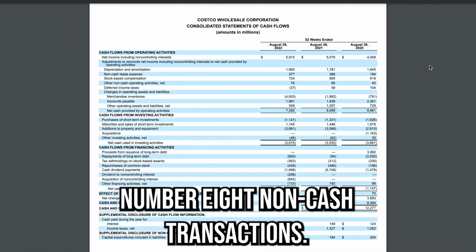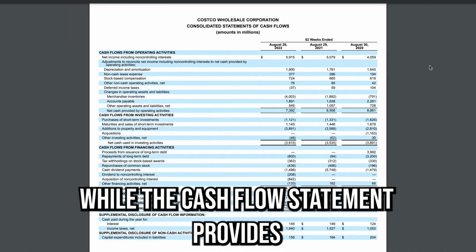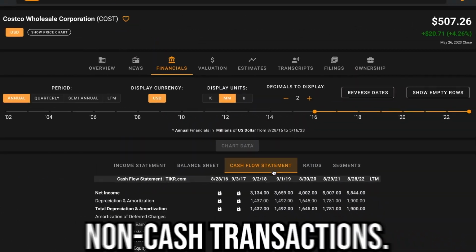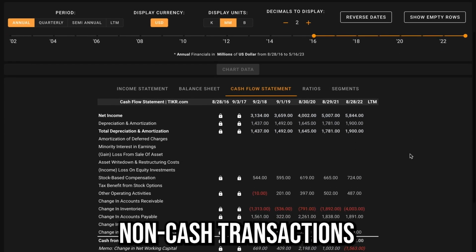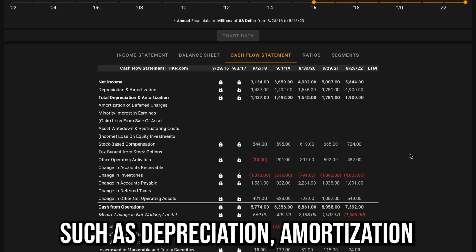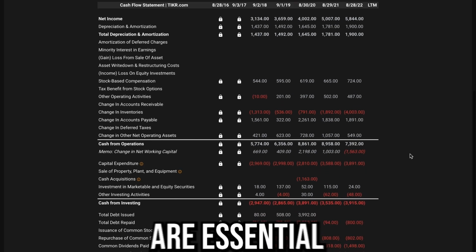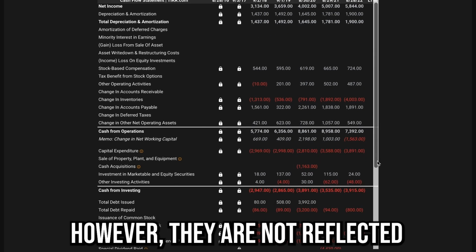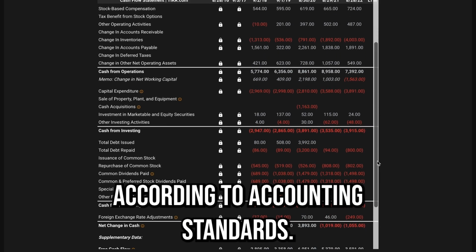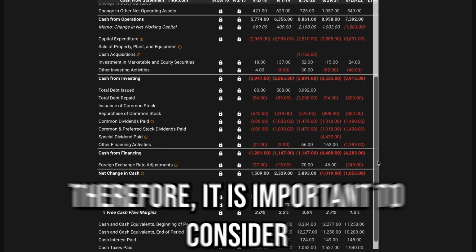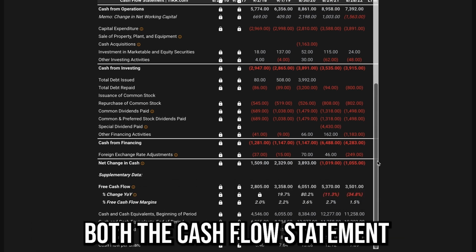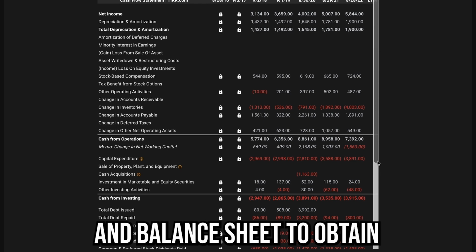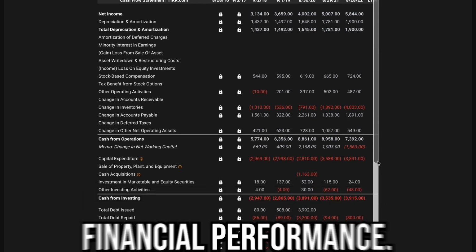Number 8. Non-cash transactions. While the cash flow statement provides a comprehensive view of cash movement within the company, it does not capture non-cash transactions. Non-cash transactions such as depreciation, amortization, or stock-based compensation are essential for understanding the company's profitability and financial performance. However, they are not reflected in the cash flow statement according to GAAP accounting standards. Therefore, it is important to consider both the cash flow statement and other financial statements, such as the income statement and balance sheet, to obtain a complete picture of the company's financial performance.